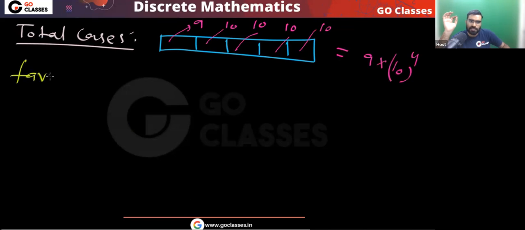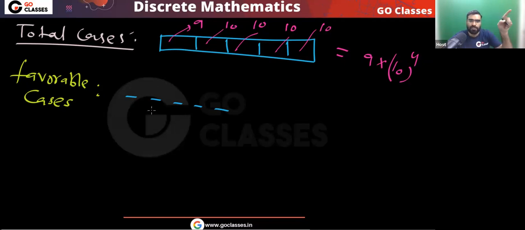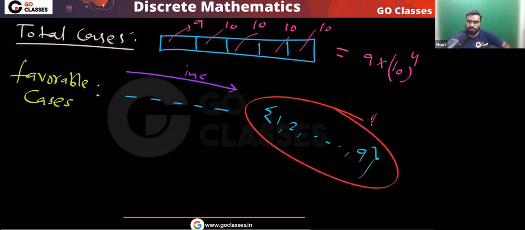And what are the favorable cases? Means desired cases. The desired cases are where you want a 5-digit increasing number. This case we have already seen today, if you remember. In the increasing number, can you use 0? You cannot use 0. So these are your boxes.